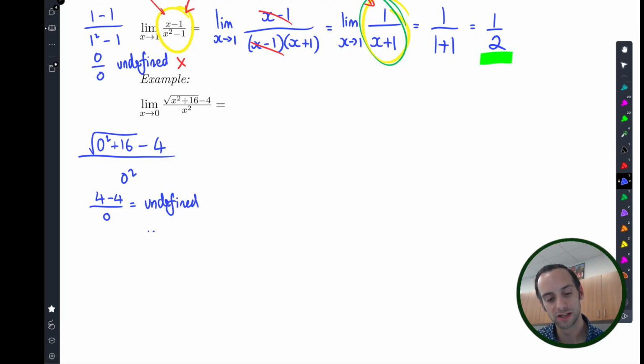So unfortunately, our direct substitution fails, meaning we're going to need an algebra approach. The algebra approach here is a little more complicated. The algebra we need is a conjugate. So we're going to take this expression.